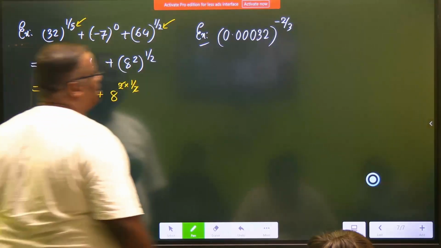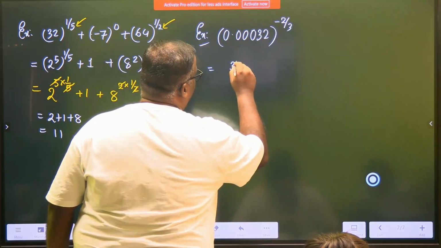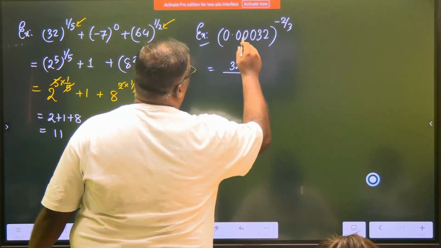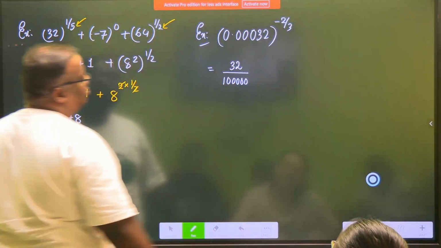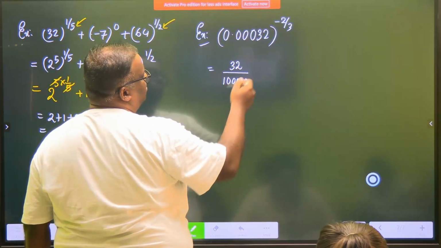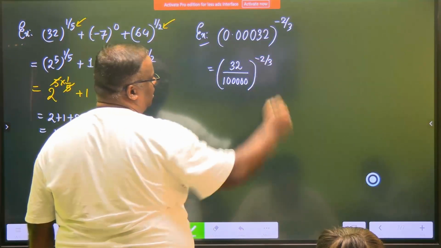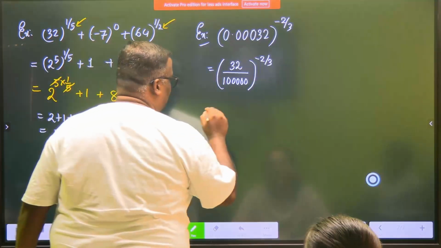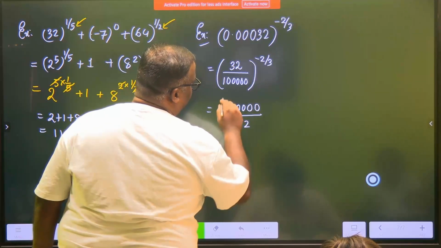First of all, bring it into rational number form. What is the rational number form for this? 32, right? Divided by how much? 1, 2, 3, 4, 5. So as many number of zeros, to the power negative 2 by 3. Agreed? First somersault it. So it becomes 5 zeros divided by 32.